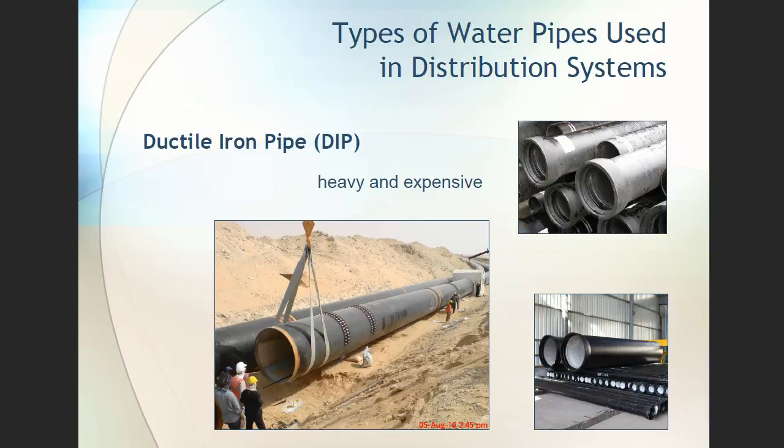So these are the water pipes used in distribution systems. We have ductile iron pipe, which is heavy and expensive. The thing with ductile iron pipe is there's absolutely no give in it. It's got to be a complete, perfect seat.